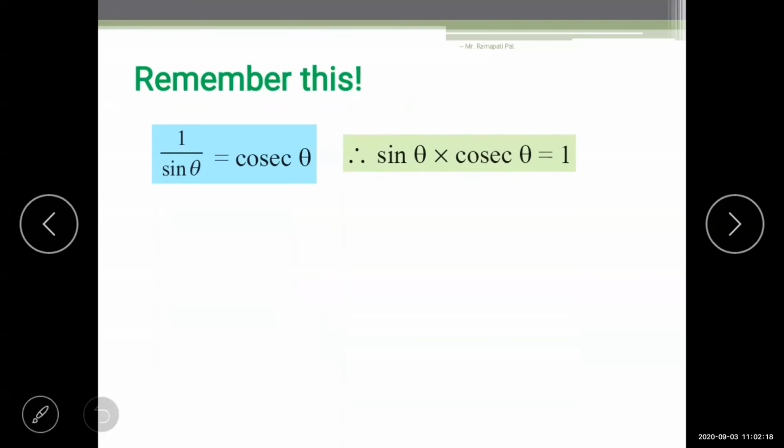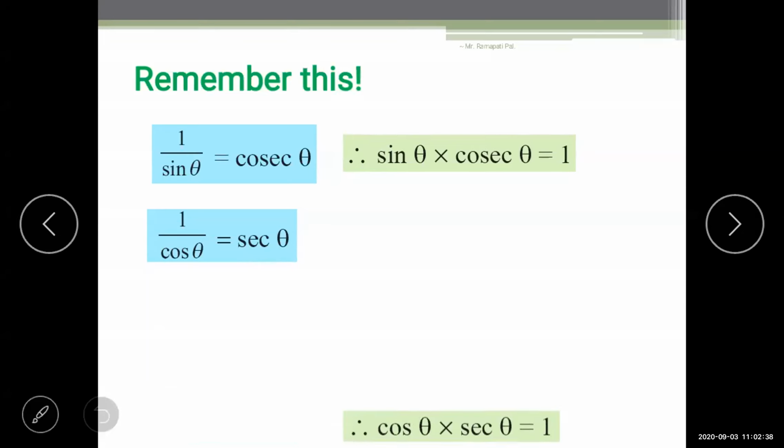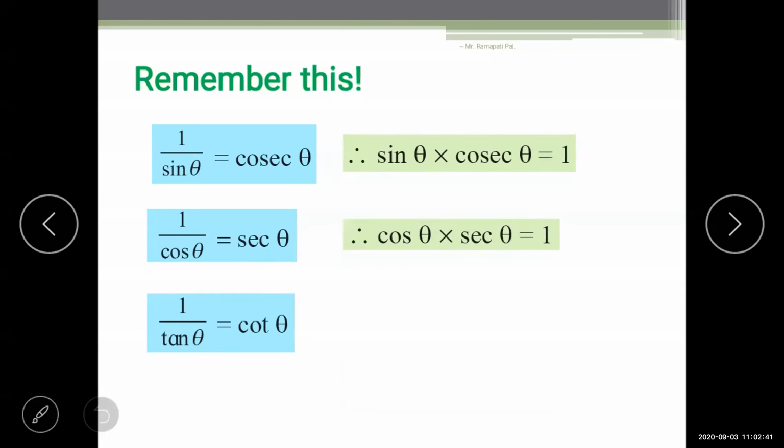So sec theta into cosec theta is equal to 1. 1 upon cos theta is equal to sec theta, so cosec theta into sec theta is equal to 1. Is it clear? 1 upon tan theta is equal to cot theta, so tan theta into cot theta is equal to 1. So I think up to here everyone understood? Sure, because you have learned in 9th standard.